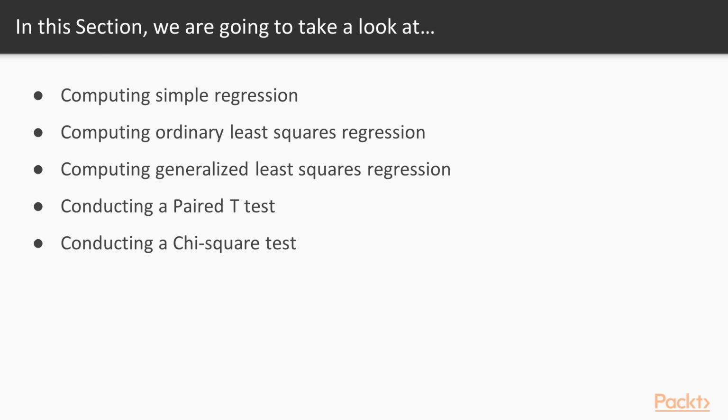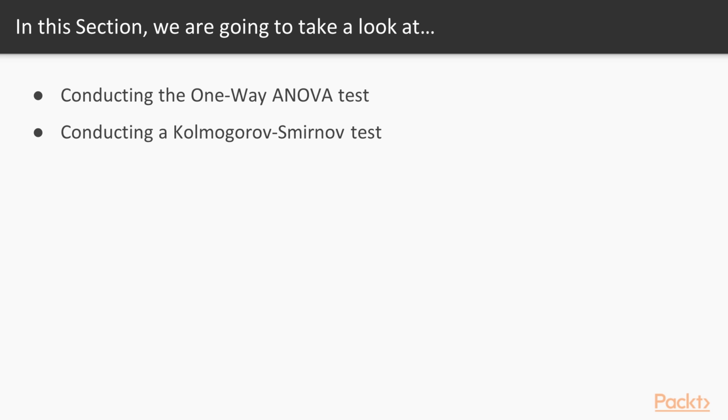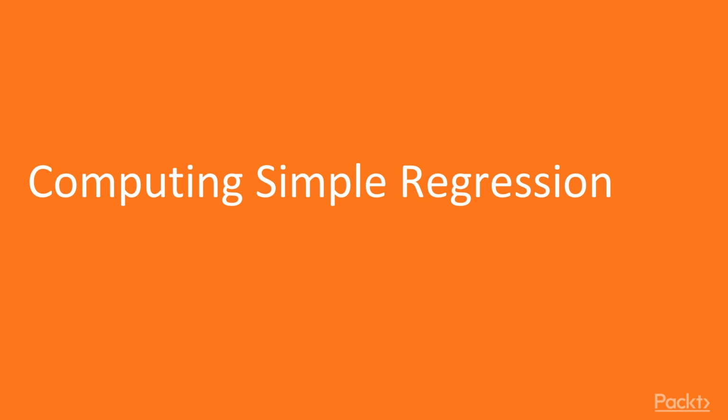We will start off this section with Compute Simple Regression and Ordinary Least Squares Regression. We will also compute Generalized Least Squares Regression. Next, we will be conducting a paired t-test, chi-square test, and one-way ANOVA test. Lastly, we will compute Kolmogorov-Smirnov test. Now, we move on to the first video of this section that deals with computing simple regression.